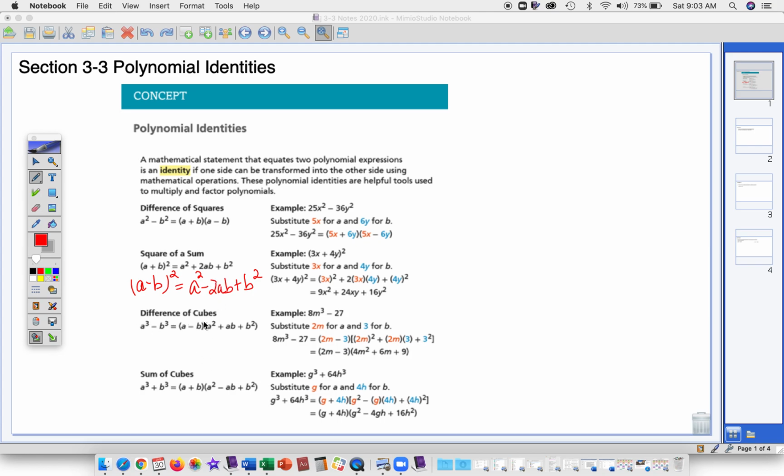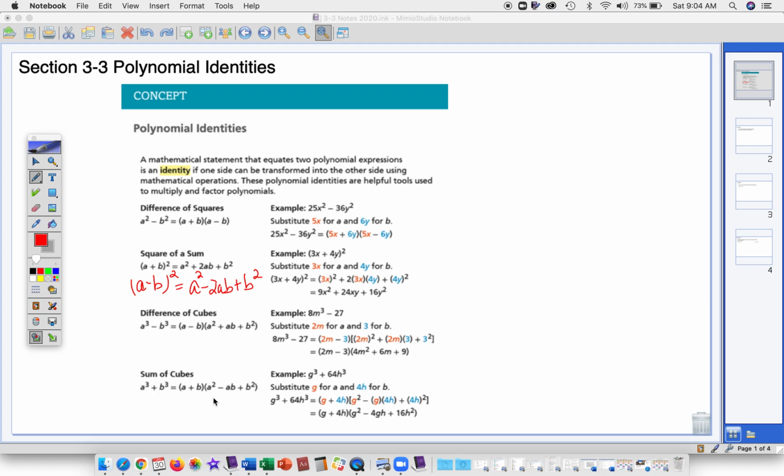The difference of cubes. This is a little more complicated. We have two parts. We have a binomial and a trinomial. The binomial is made up of the cube roots of each term. Okay, the cube root of a cubed is a, cube root of b cubed is b. Then this trinomial comes from squaring the first term of the binomial and the last term of the binomial, but this time the middle term is just ab, not 2ab. You'll notice these two trinomials are very similar, except that that middle term is ab.